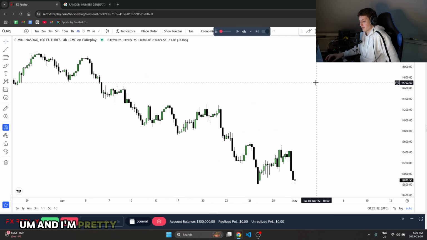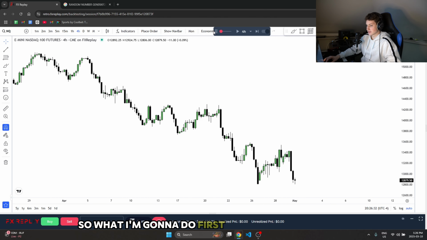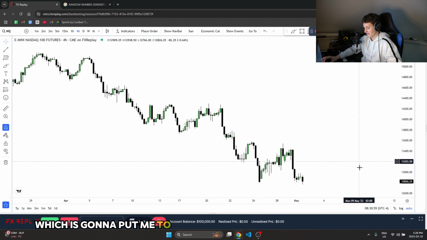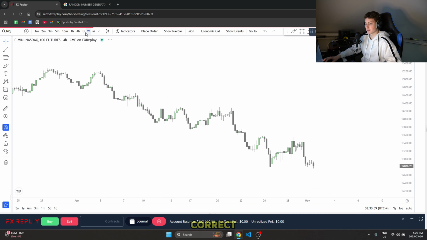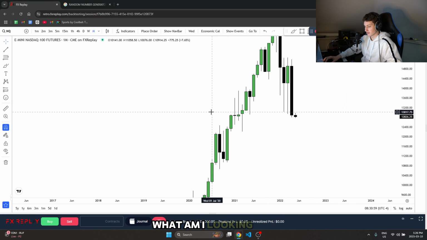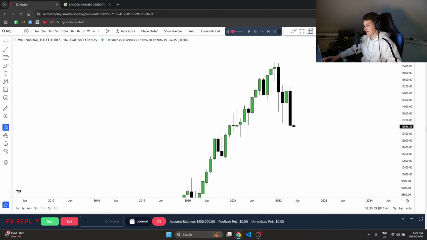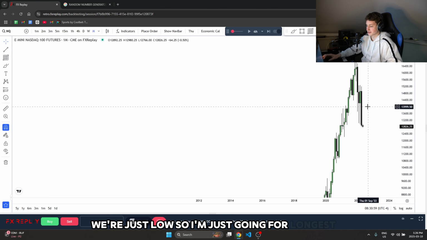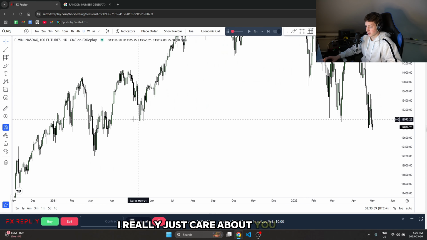And I'm pretty much going to trade it how I would normally trade it. So what I'm going to do first is I have a setting here, it's going to be next day open, which is going to put me at 8:30 New York time, which is when I trade, correct? So pretty much I'm just going to look on the higher time frame here. What am I looking for? All I understand is that we are extremely in discount. If I pull up my GAN box, which is how I measure discount, we're just low, so I'm just going for longs. I don't care about high time frame gaps on the monthly time frame. I really just care about 1 minute setups, right?